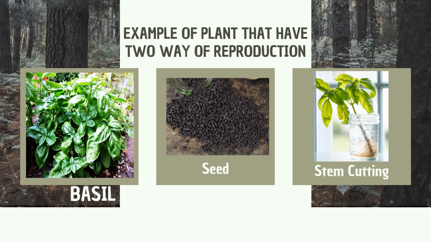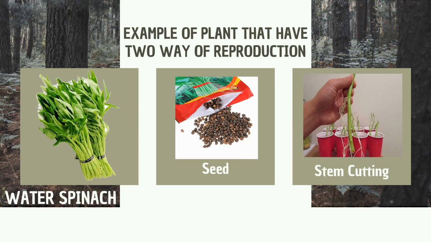Look at the picture. This is the seed and this is stem cutting. The second way of reproduction for basil. The second example of plants that have two ways of reproduction is water spinach. Water spinach can reproduce through seed and stem cutting.